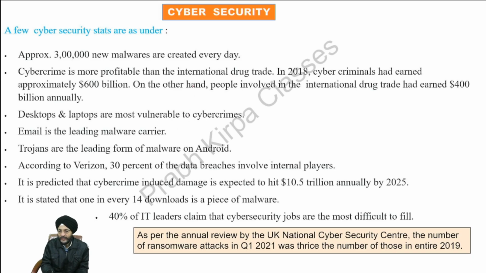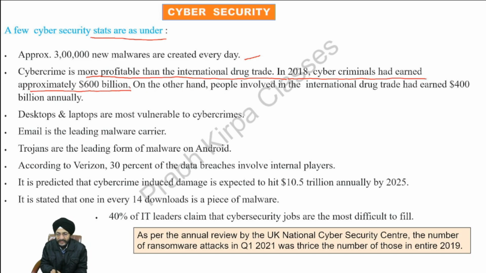To understand the importance of cybersecurity, we here share some statistics related to cybersecurity. Approximately 3 lakh new malwares are created every day. Why do people indulge in cybercrime? Because cybercrime is more profitable than international drug trade. As per data, in 2018, cyber criminals had approximately earned $600 billion. On the other hand, people involved in international drug trade earned $4,000 billion annually.